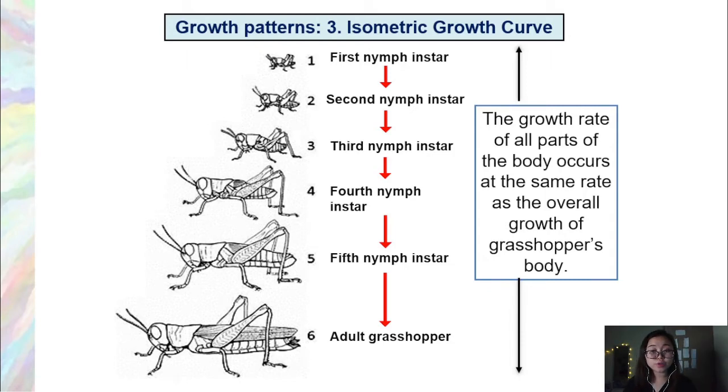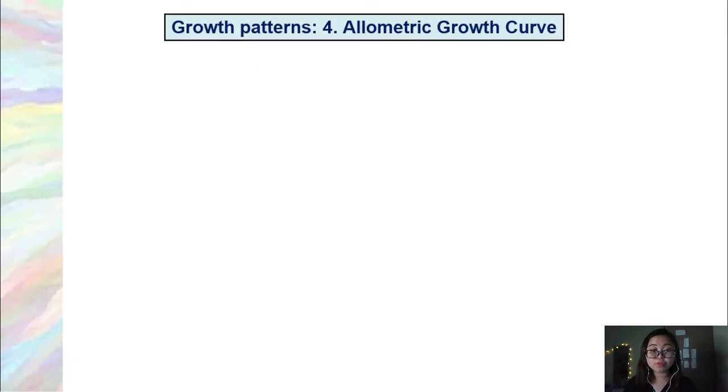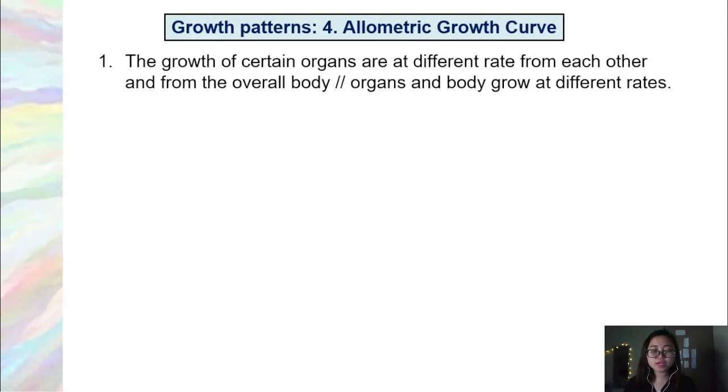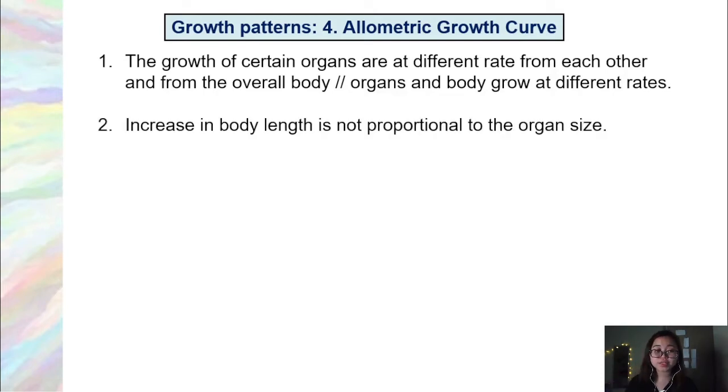So now we're going to look at growth pattern number 4, allometric growth curve. So allometric growth curve is when the growth of certain organs are at different rates from each other and from the overall body. So that means organs and body will grow at different rates. The increase in body length is not proportional to the organ size.